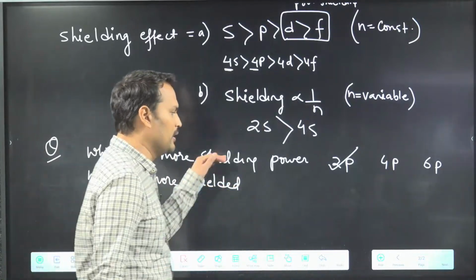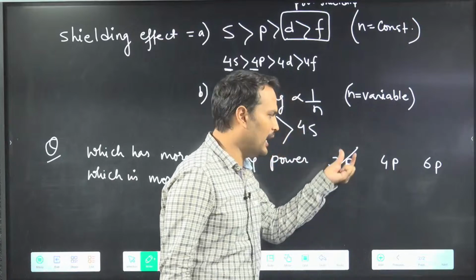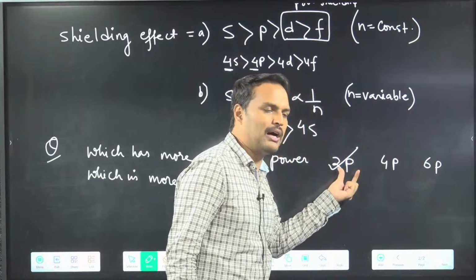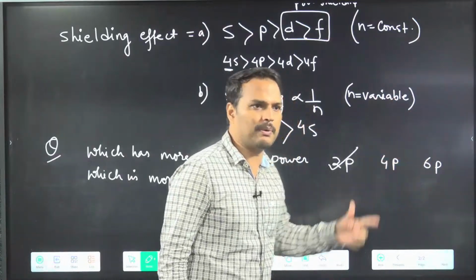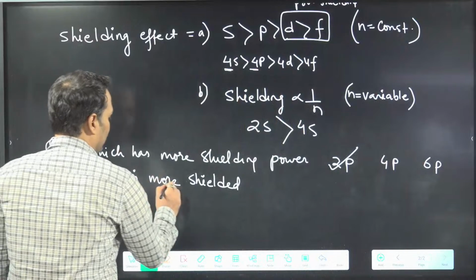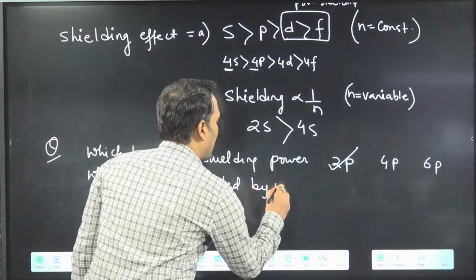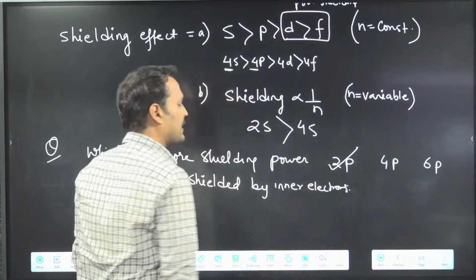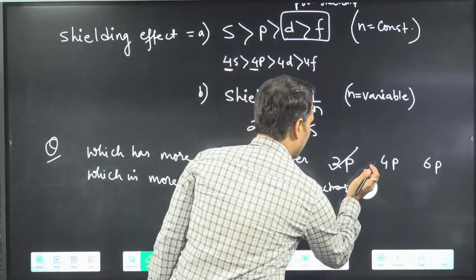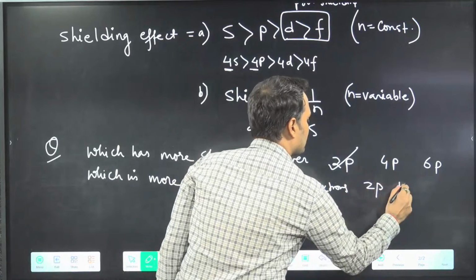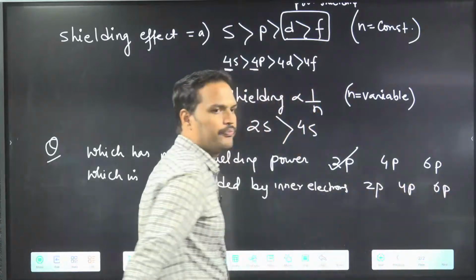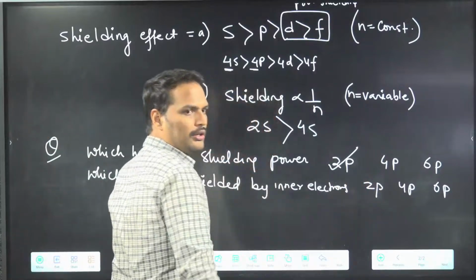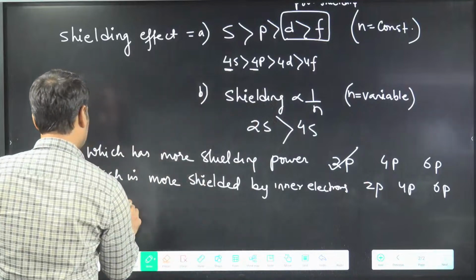Listen to the question carefully. First question is, I am talking about 2p, 4p, 6p, their power, 2p power, 4p power, 6p power. Second question is like this: which is more shielded by inner electrons? Listen to the second question. Which is more shielded by the inner electrons? Again, the options are the same: 2p, 4p, 6p. What will you say now? Who is more shielded by the inner electron? How will you tell?